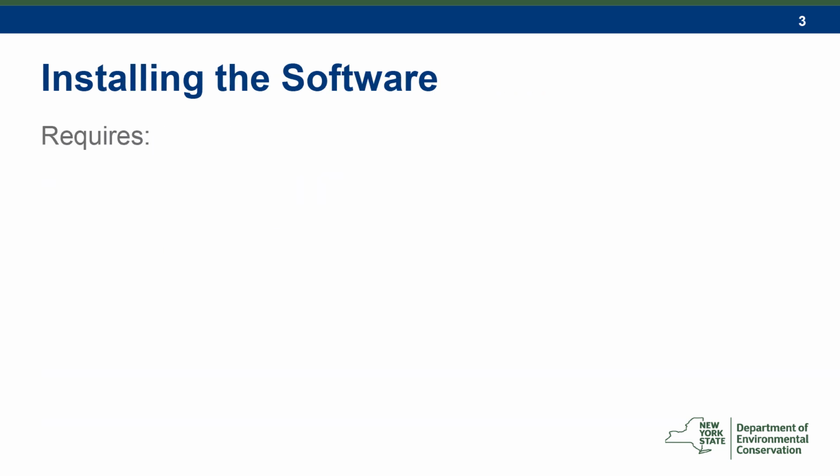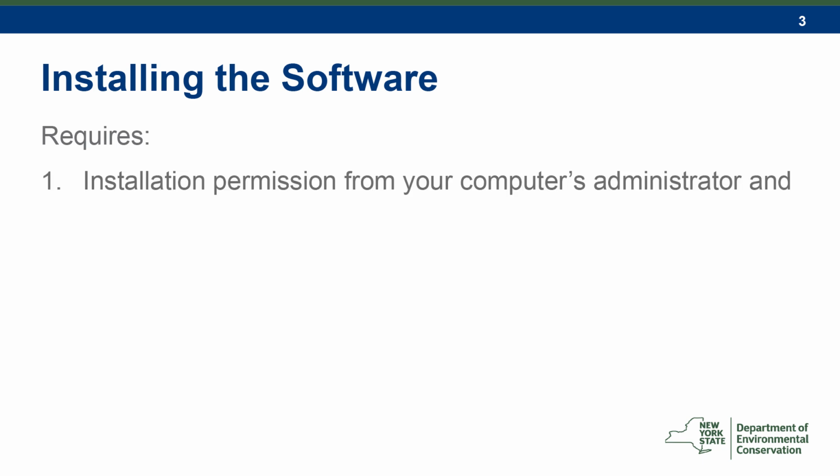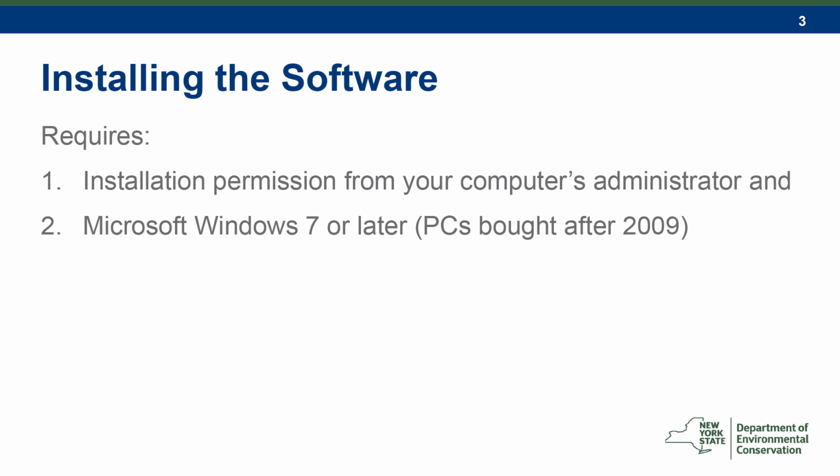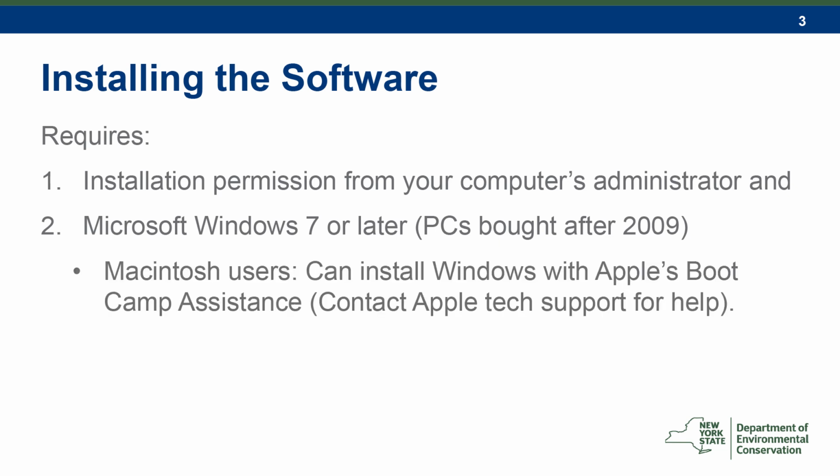To install Option A, you must have 1. Installation permission from your computer's administrator, and 2. A computer running Microsoft Windows 7 or later. If you bought your PC after 2009, you likely satisfy this requirement. If you have a Macintosh, you can use Apple's Boot Camp Assistance to install Windows onto your computer. For questions about installing Windows onto a Mac, please contact Apple Tech Support.